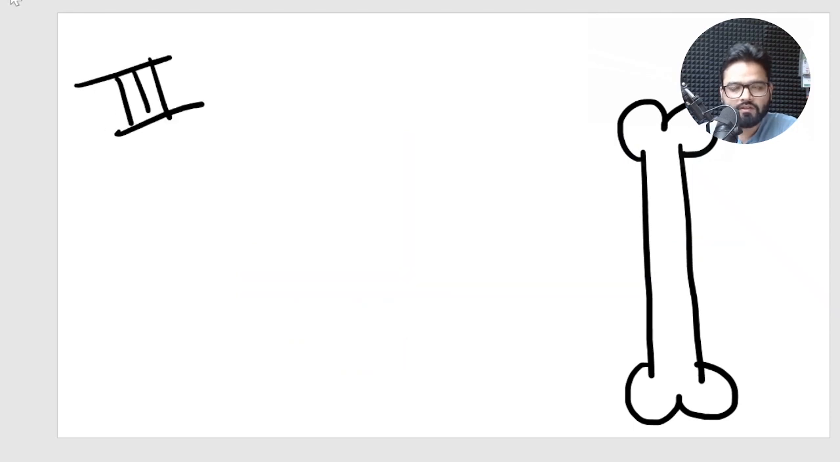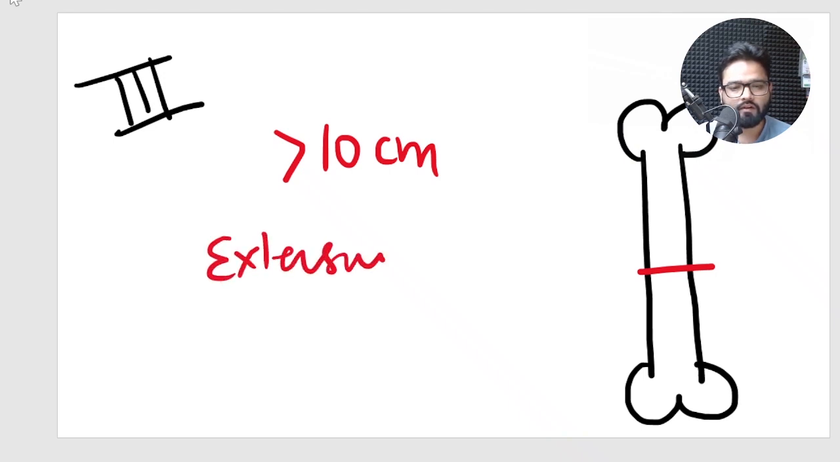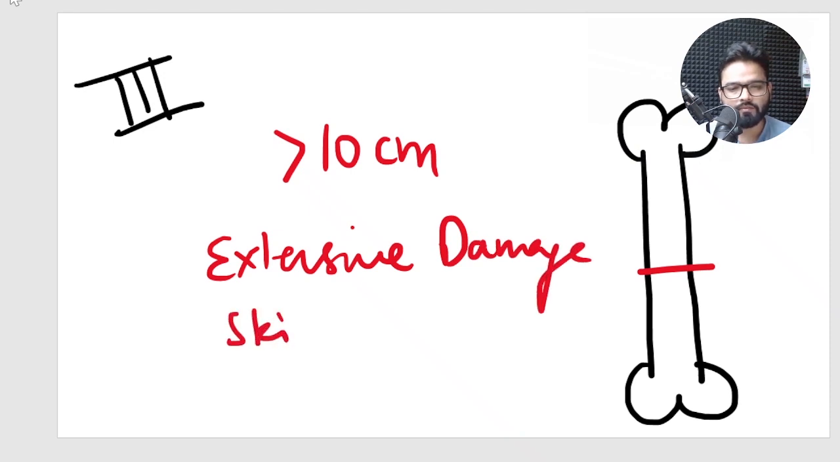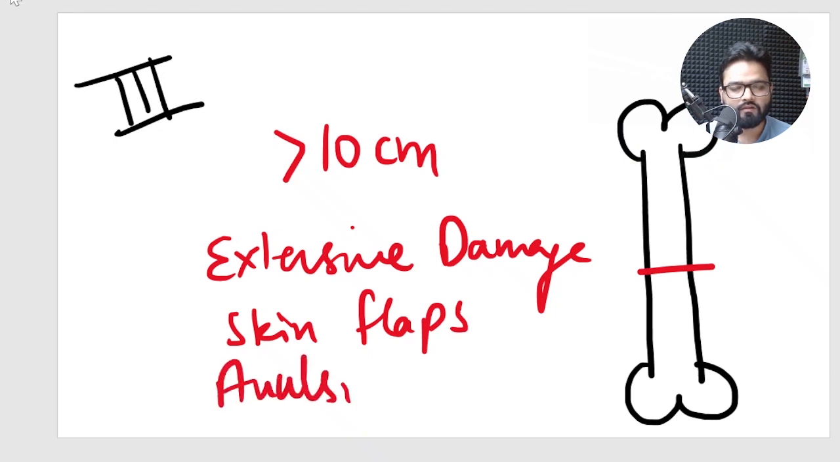In type 3 fractures, these are usually high velocity injuries, and the fractures seen are usually comminuted. The fractures can also be simple type. The peculiar features are that they have more than around 10 centimeter wounds which show extensive damage to the soft tissues with either skin flaps or avulsions. These fractures are further subdivided into type 3A, 3B, and 3C.